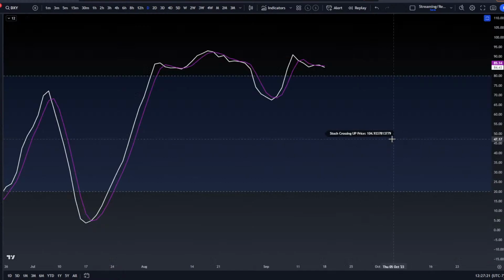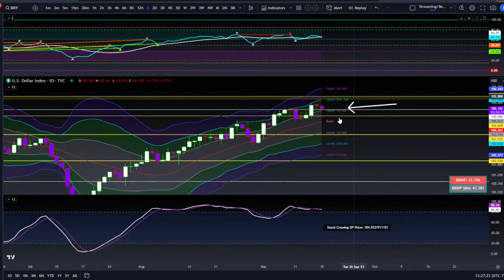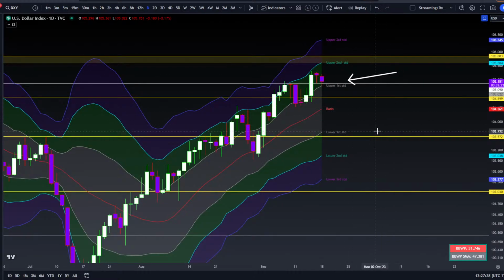Closures below 104.93 will keep Stoke turned to the downside here. It's currently, closures above 104.93 turn Stoke initially back to the upside. Stoke is literally just chasing right on top of price right now, close over close.